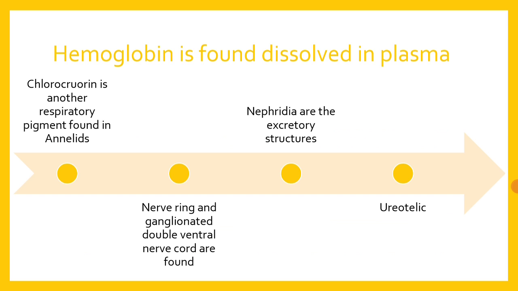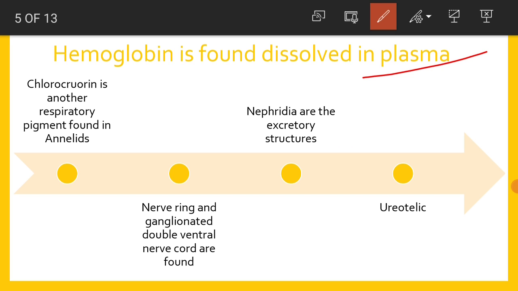The basic difference between invertebrate hemoglobin and vertebrate hemoglobin is that if hemoglobin is present in invertebrates, it is found dissolved in plasma. In earthworm also the hemoglobin is found and the blood is red in color, but RBC are absent in the earthworm blood. Why is the blood red in color? Because the hemoglobin is found dissolved in the plasma of earthworm. Hence the blood is red in spite of the absence of RBC. There is one more respiratory pigment in some annelids, namely chlorocruorin. It is another respiratory pigment that is found in annelids.